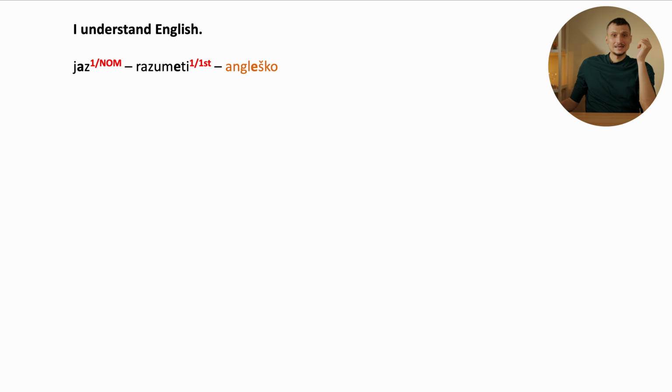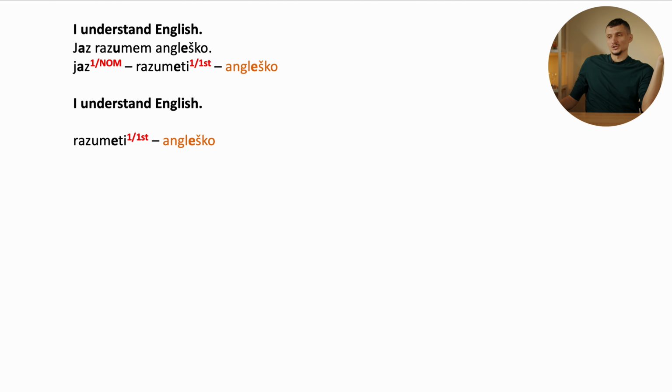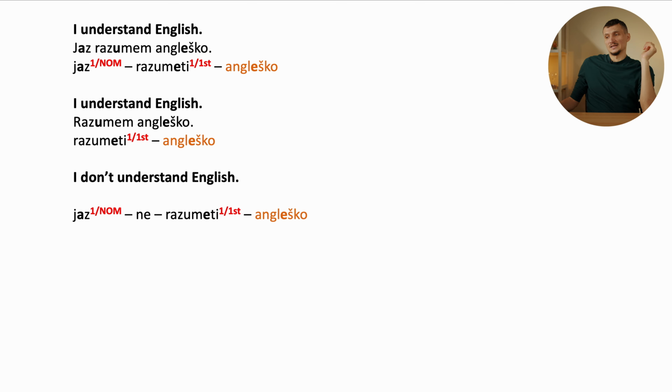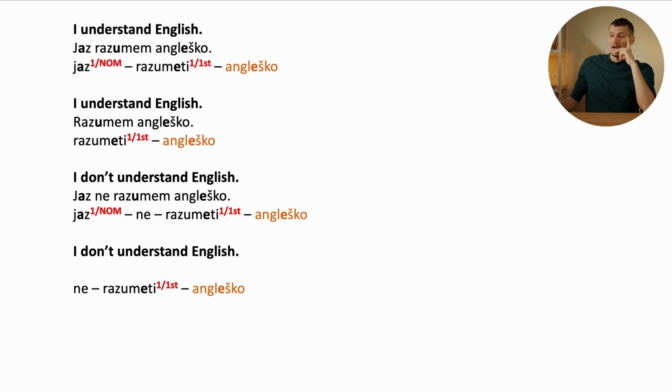I understand English. Jaz razumem angliško. I understand English, no subject. Razumem angliško. I don't understand English. Jaz ne razumem angliško. I don't understand English, no subject. Ne razumem angliško.